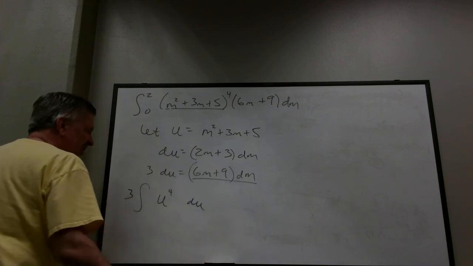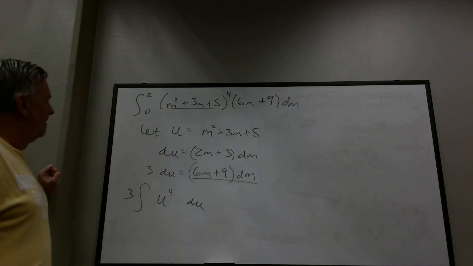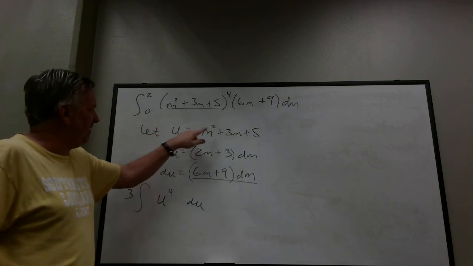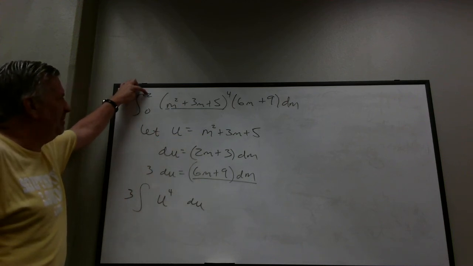Now, I like to change my endpoints. Some people are resistant to do that. I like to change endpoints. Okay? But it's very easy, right? You just use this right here. This is how m and u are related. This is when m is 0. This is when m is 2.